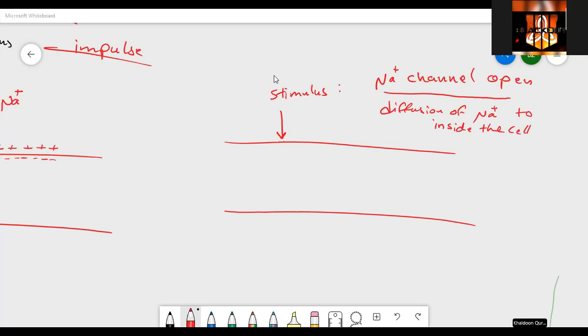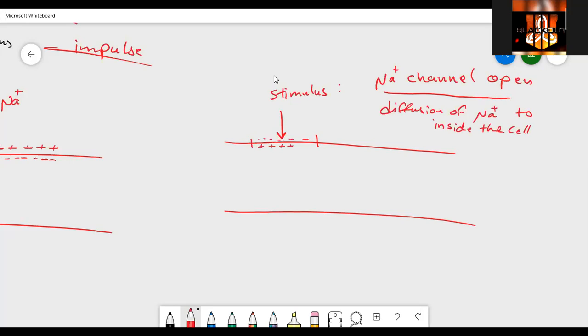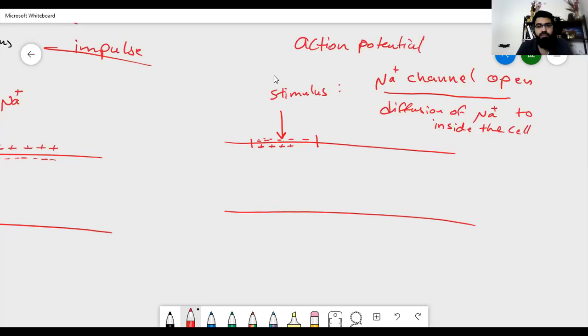What will happen if the Na plus diffuses inside through the channel? That makes an exchange of the charge in this position, to become positive inside and negative outside. And this is a temporary exchange. It's not forever, it's just for this time. A temporary change of the charge. And this stage is called what? Action potential. And it's the message, the impulse.